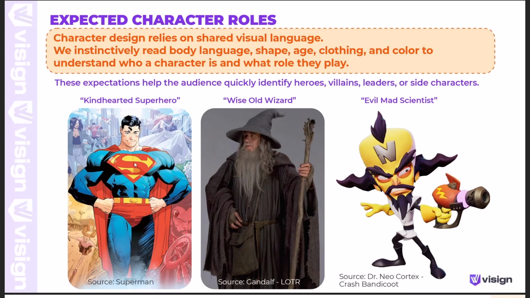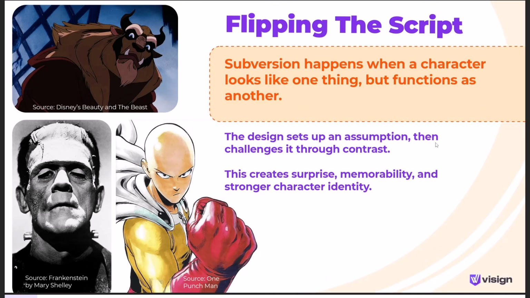So when you look at someone like Superman, he is a kind-hearted superhero. That's kind of the first instinct you have when you look at him. And he is. When you look at Gandalf from Lord of the Rings, he looks like a wise old wizard. And he is. You look at Dr. Neo Cortex from Crash Bandicoot, he looks like an evil mad scientist. And he is. Right? And these are just examples of some characters where, again, what you see is pretty much what you get. There is more depth to these characters, of course, but those are the examples I wanted to bring up. But let's flip the script here.